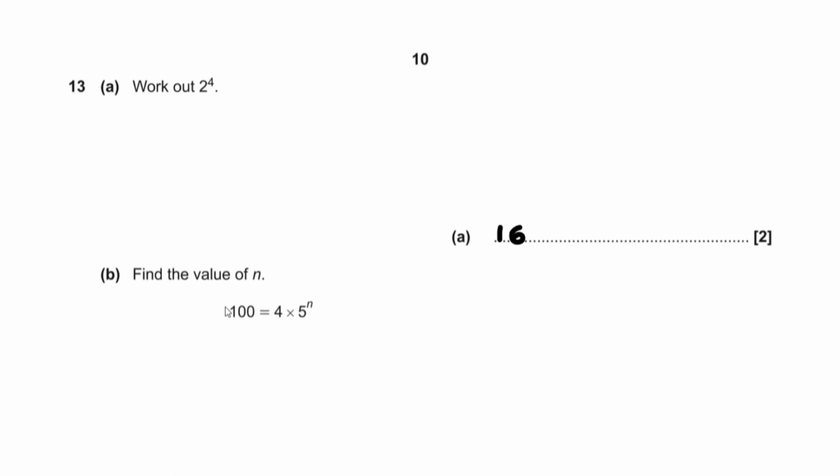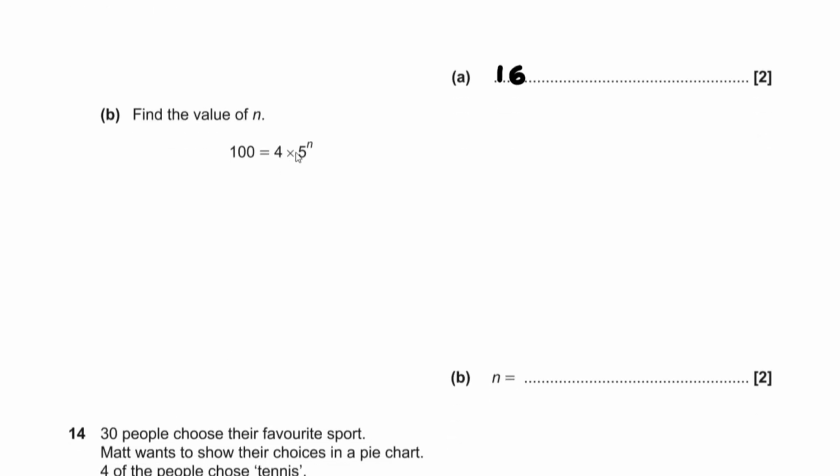Part B. Find the value of n. We have 100 equals 4 times 5 to the n. So if I divide both sides of this equation by 4, I have 25 equals 5 to the power of n. Now 25 is the same as 5 squared, so 5 squared is 5 to the power of n, and clearly then you can see n is 2.